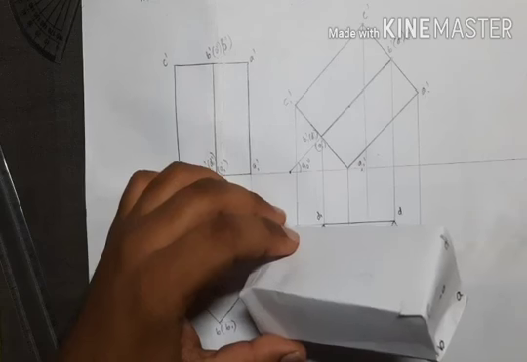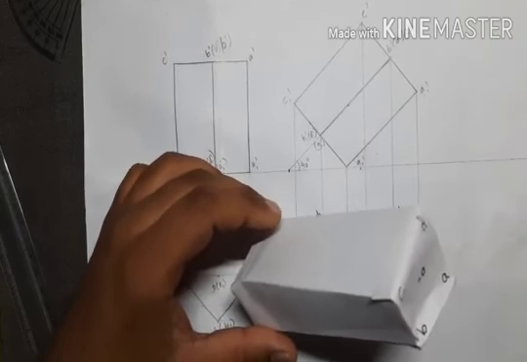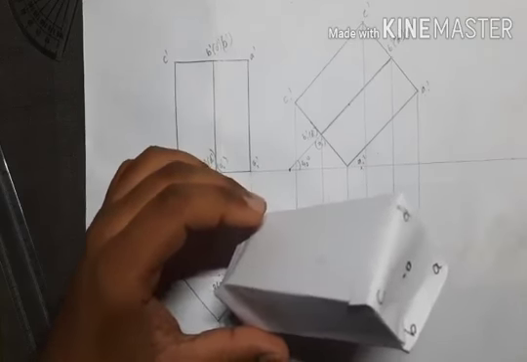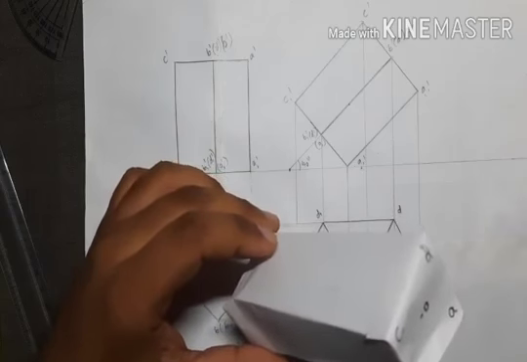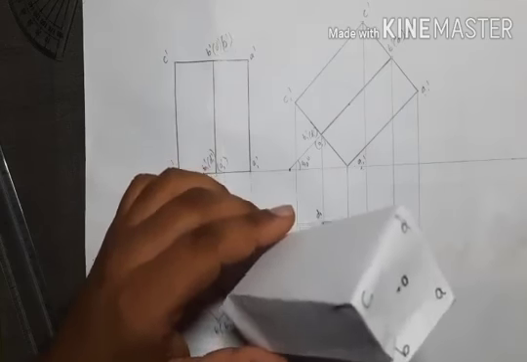So I'm stressing it again. Make a paper model, keep it at this position, and imagine whichever edges are appearing. So after solving a few problems, you will get hold of it. You will be able to imagine it in a much better manner.